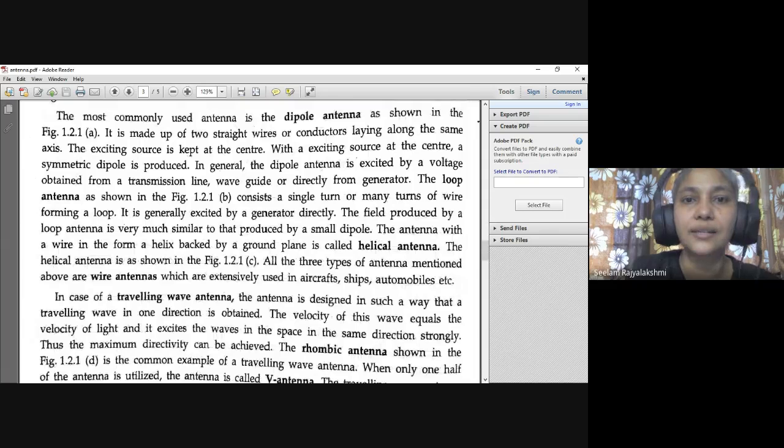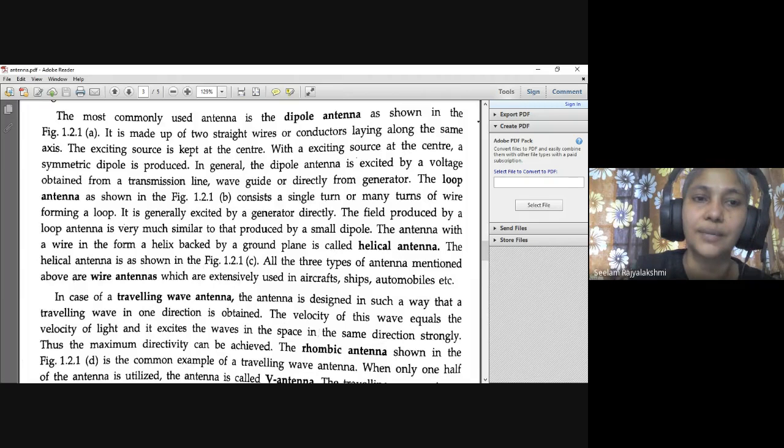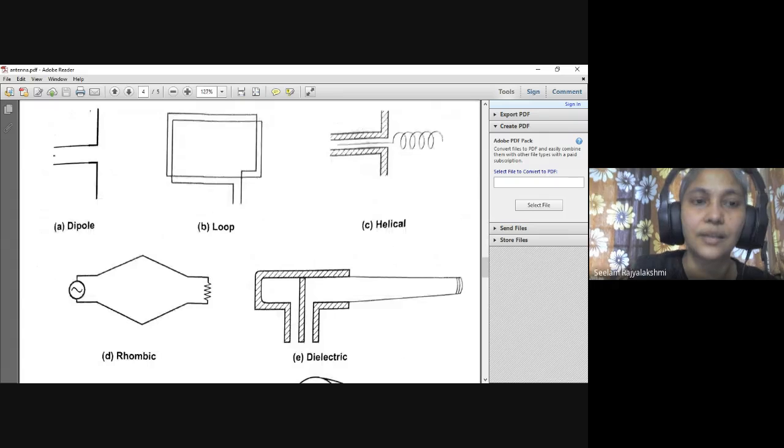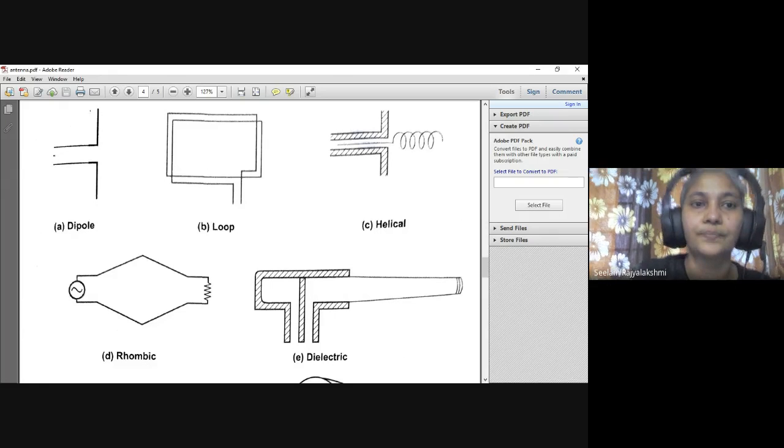The most commonly used antenna is the dipole antenna. Already we have seen, it is made up of two straight wires or conductors laying along the same axis. The exciting source is kept at the center, so with the exciting source at the center, a symmetric dipole is produced. In general, a dipole antenna is excited by voltage obtained from a transmission line, waveguide or directly from a generator. The loop antenna we have also seen already. A loop antenna consists of a single turn or many turns. So here we can see loops, single turn or many turns. And here we have two dipoles.